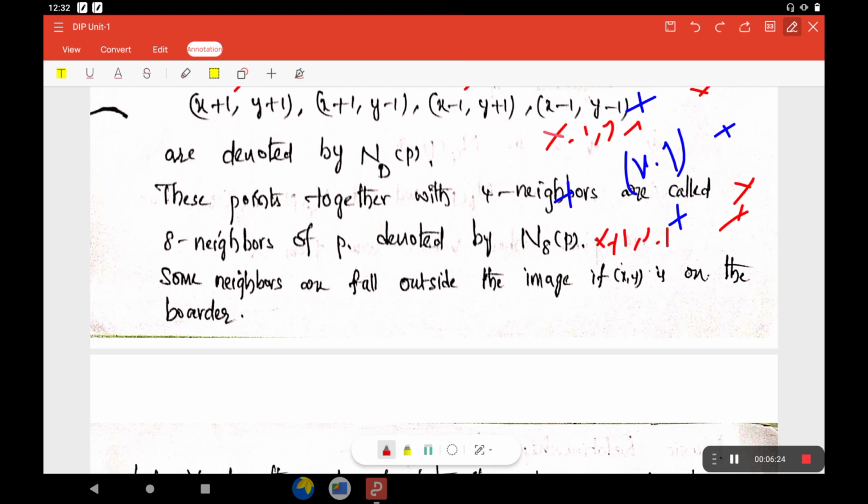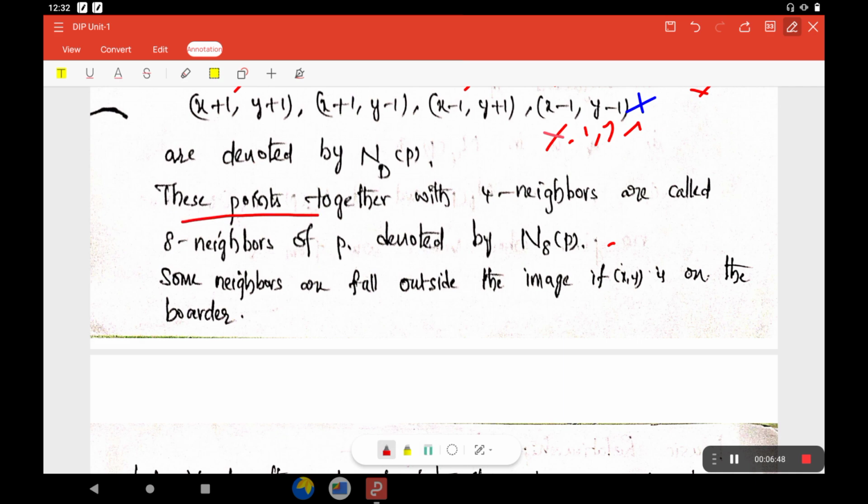So up to now we should have some clarity. What is meant by the 4 neighbors of pixel P and what are the 4 diagonals of the pixel? The 4 diagonal pixels together with the 4 neighbors of P can be treated as the 8 neighbors of P, which can be represented as n8 of P.